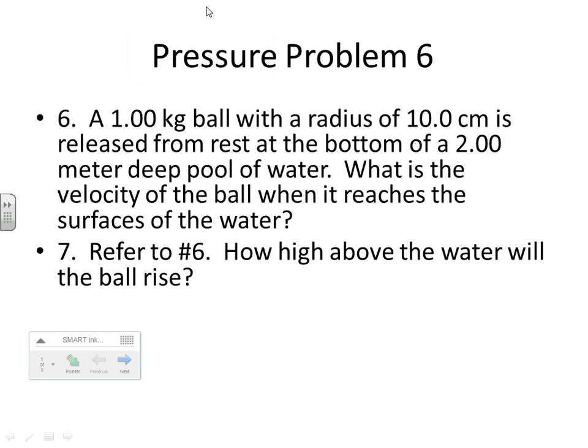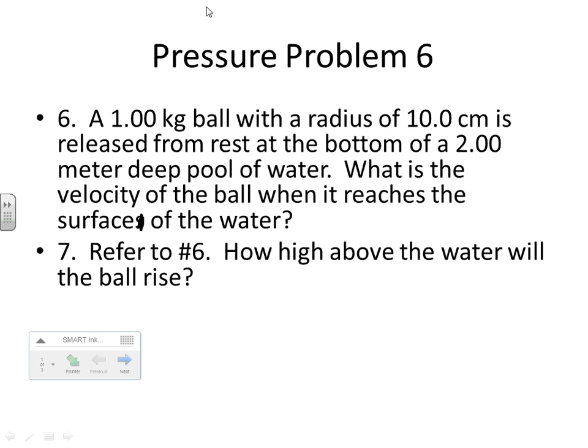All right, guys, so here's another good pressure problem. We have a ball under the water. It's a 1 kilogram ball. It has a radius of 10 centimeters. It's released from rest at the bottom of a 2-meter deep pool of water. We want to know the velocity of the ball when it reaches the surface of the water.